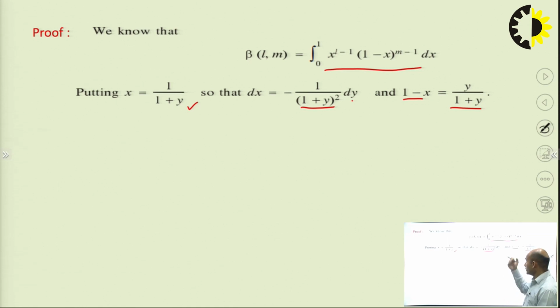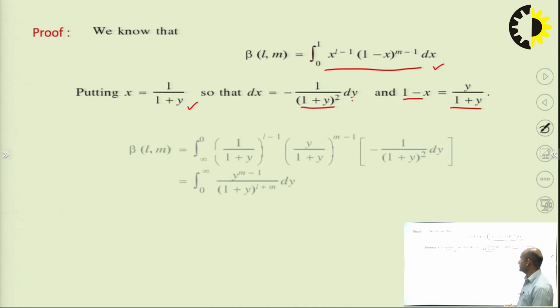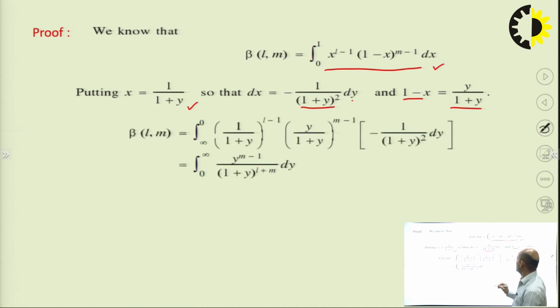So after putting these values in this beta function, we get beta l m equals this, x raised to l minus 1. So x is 1 upon 1 plus y, which is whole power l minus 1, and this 1 minus x is actually y upon 1 plus y. So we have y upon 1 plus y whole power m minus 1. Then we have dx. dx is actually minus 1 upon 1 plus y whole square and dy. So these are the values related to this integration.